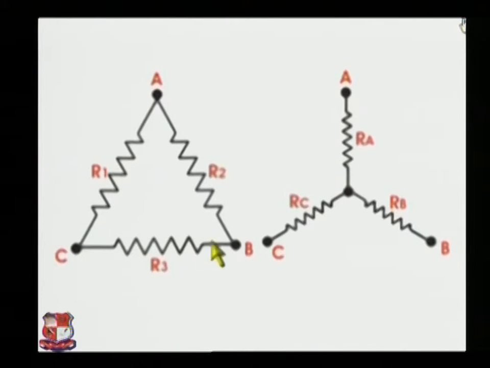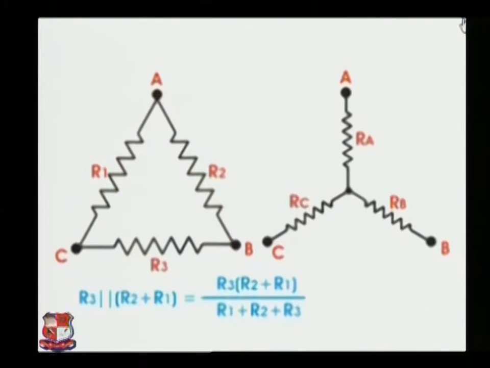One path is through resistor R3 and another path is through the series combination of R2 and R1. Hence, the equivalent resistance between these points will be the parallel combination of R3 and R2 plus R1, and this is equal to R3 into (R2 plus R1) divided by (R1 plus R2 plus R3).